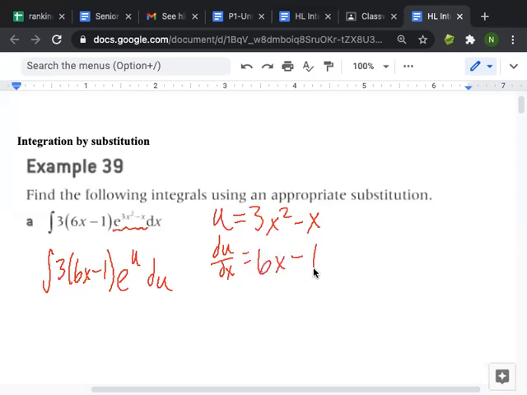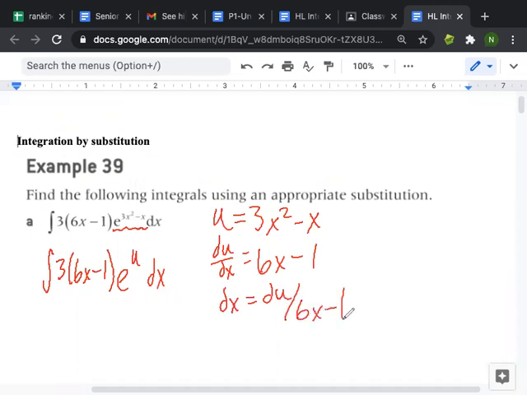And then lastly, we're going to solve this equation for dx, so that we can replace it and get this in terms of du. So that would be dx is equal to du divided by 6x minus 1.